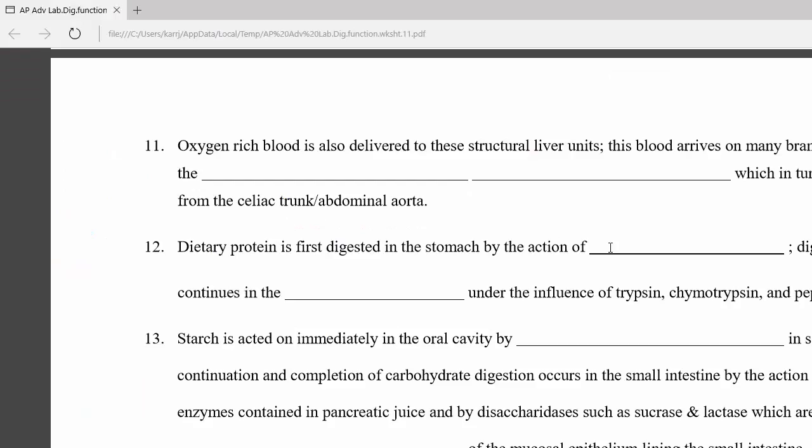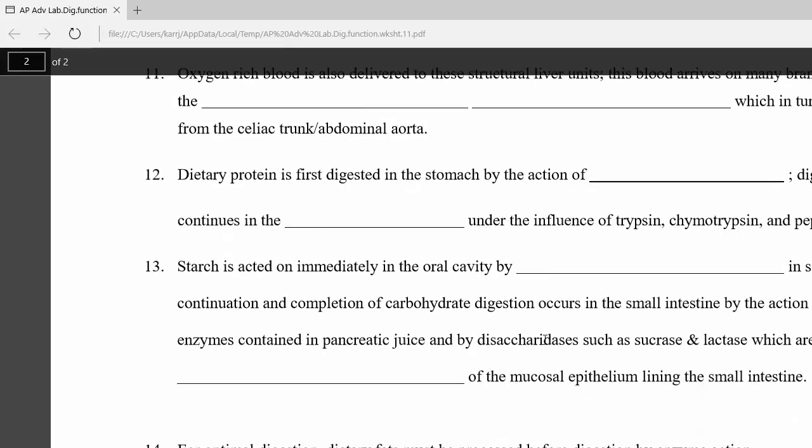Okay, so dietary protein is digested by the action of pepsin. Digestion continues in the, what's the next spot? The duodenum. Or you could say small intestine, if you want to be more general. Starch is acted on immediately in the oral cavity by what enzyme? Amylase. Yep, amylase. And that's all on page 901 of your textbook.